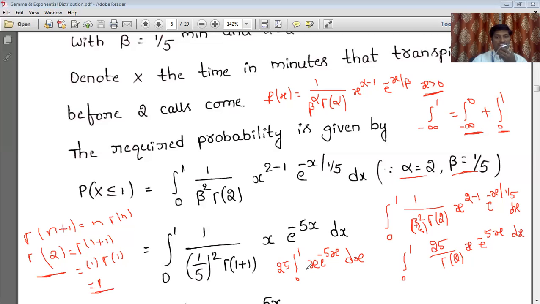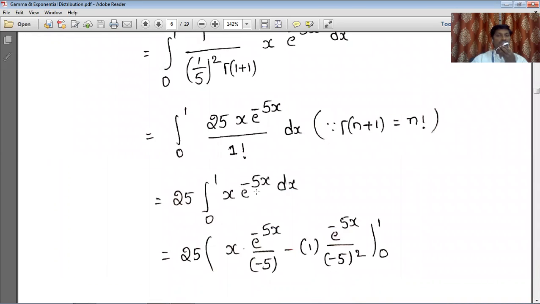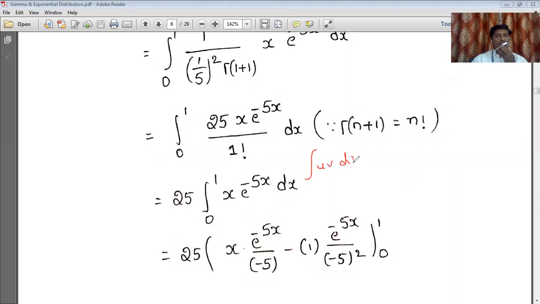This one we already applied in continuous random variables in the first unit. So which formula are we using? Here we can see 25 x into e power minus 5x dx. Which formula are we going to apply? Integral UV dx. This is the formula we are using, right? So integral UV dx is equal to u v1 minus u dash v2 plus u double dash v3 minus u triple dash v4 plus and so on. This is the formula we are using.